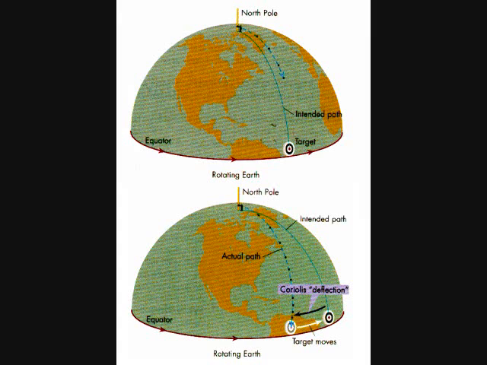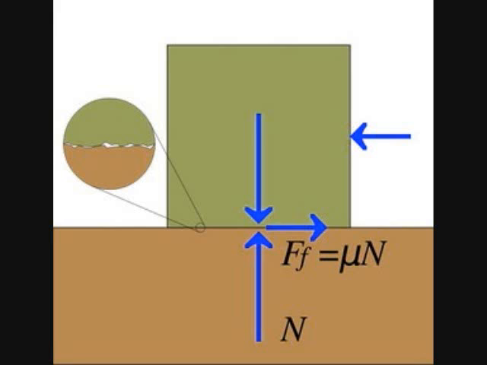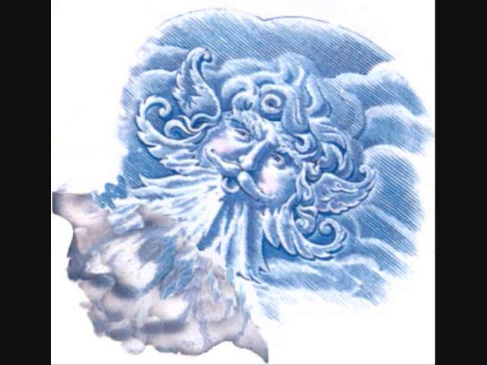Using this basic knowledge of the Coriolis force, we are going to explain some questions regarding it. Question number 1. Why would wind pick up speed and turn to the right as it blows over a large lake? In the northern hemisphere, water has a lower friction coefficient than land. A lower friction causes wind to speed up, which in turn increases the Coriolis effect, which subsequently deflects wind to the right.